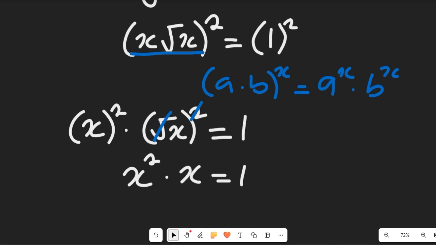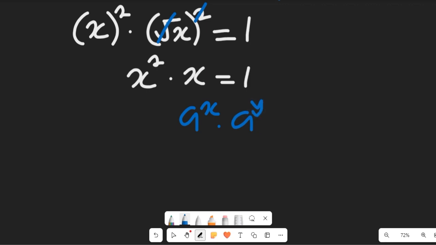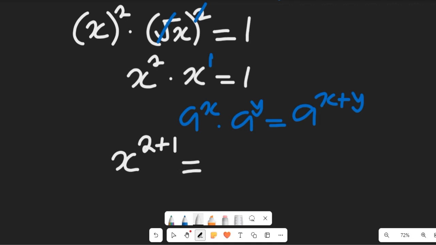Now from this expression, I can see something coming out. Remember the law of indices. If I have this expression a to the power of x multiplying a to the power of y, the multiplication law of indices, the exponent or the index will have to what? To add up, and that will be x plus y. So if I do that to this expression, remembering that I have 1 here, that whole expression will give me x to the power of 2 plus 1, right? And this will be equal to 1.